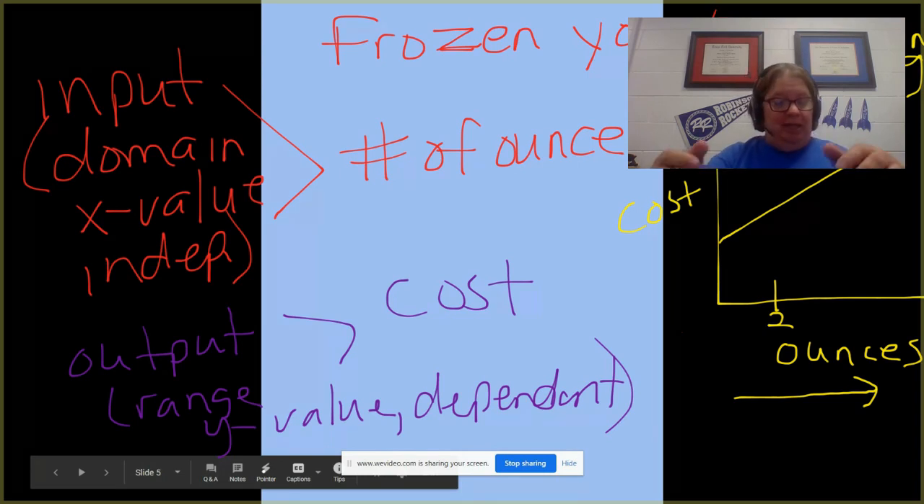What are other words? Domain we talked about, range we talked about. X-intercept, y-intercept, we'll talk about those. The x-intercept is where the y is 0. So when would it cost 0? When you have 0 ounces, you have 0 cost, right? So your x-intercept could be 0, your y-intercept could be 0.